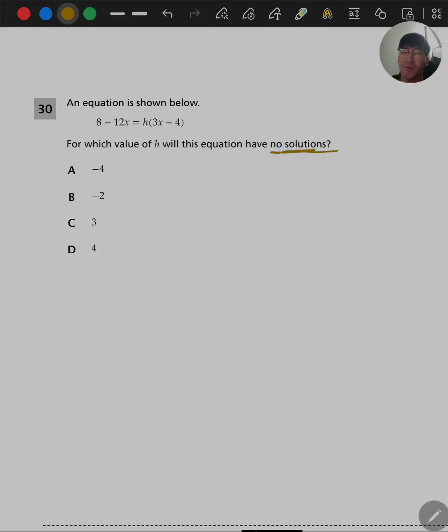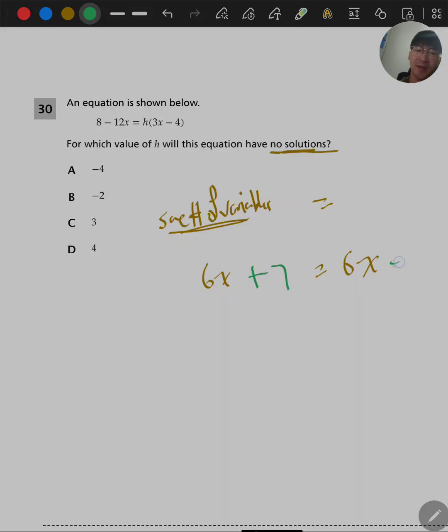Okay, so if you remember how we did it in class, in order to get no solutions, you should have the same number of variables on both sides of an equation. So like let's say 6x is equal to 6x, but you're going to have two different constants, like plus 7 and minus 5 or minus 6.